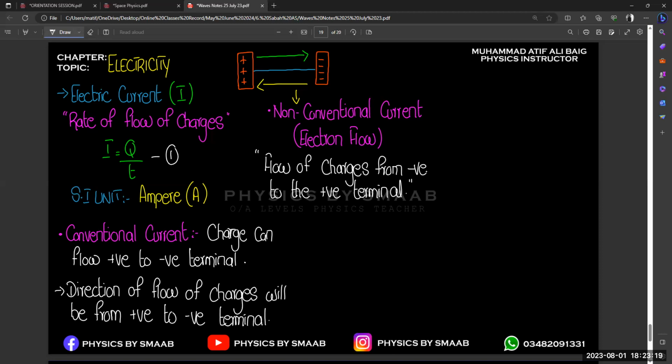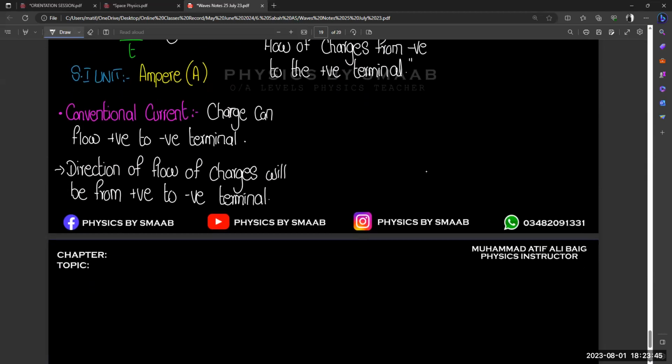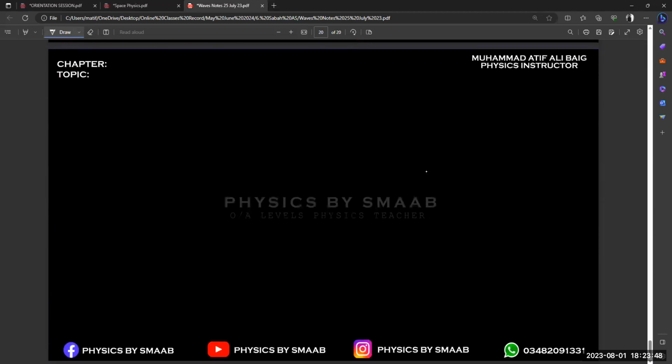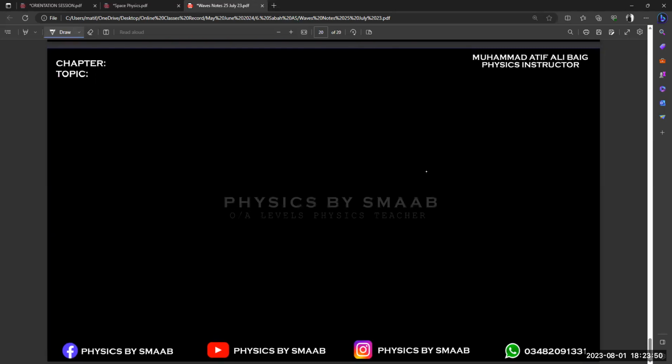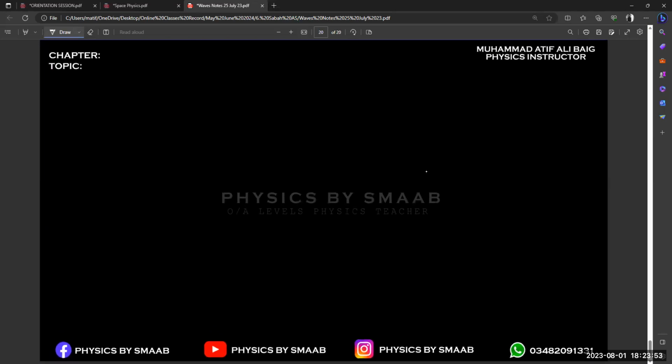Okay, now the first new topic in this chapter is, if you want to calculate current in a current carrying conductor, right? Normally we calculate current throughout the circuit, throughout the conductor. But let's suppose you want to calculate the value of current in a current carrying conductor, like we are going to find out the value of charges that flow through a specific part of the conductor. So that is our new topic. That is for the first time in your AS, because that is not included in your IGCSE.